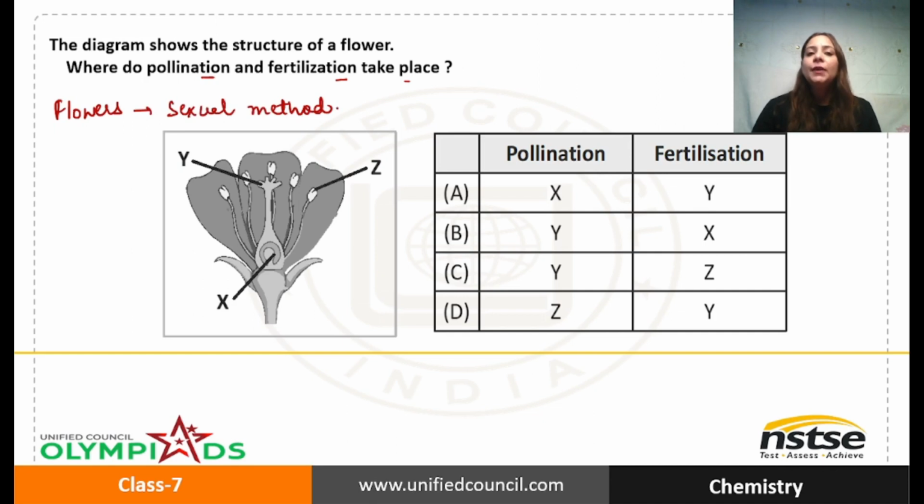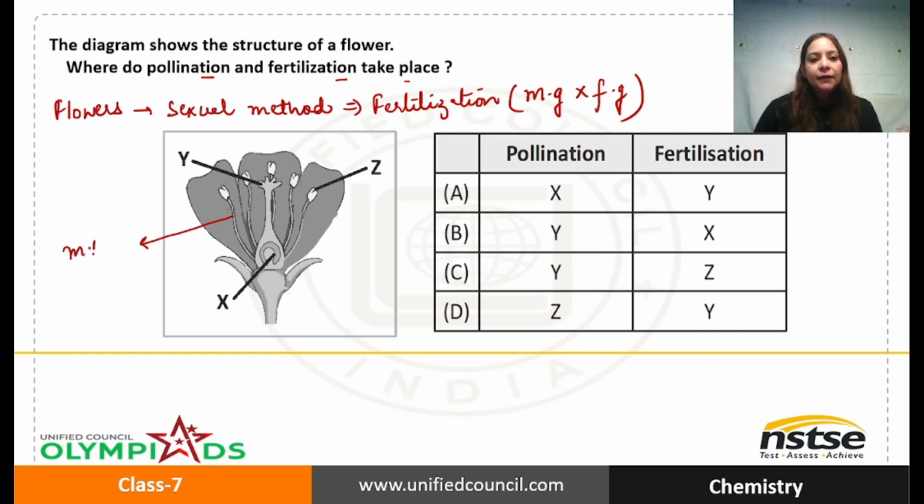Now, if I say sexual method, that means in them fertilization takes place. What is fertilization? It is fusion of male gamete with female gamete. Okay. Now, in the flowers, we have a male reproductive part and also a female reproductive part. In this picture, these structures that you can see indicate the male reproductive part, and this one in the middle, the whole one, is the female reproductive part.